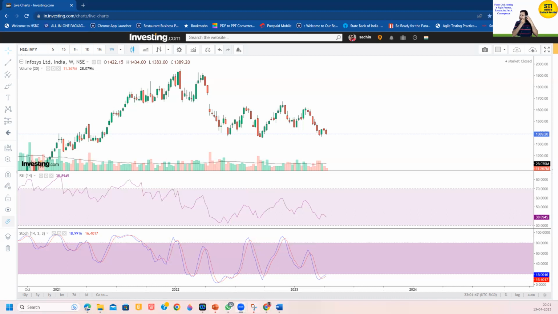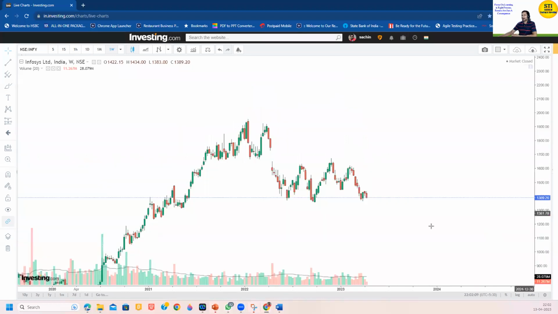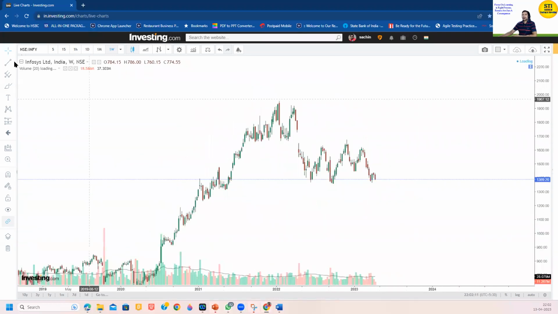Okay, great. So I think we were discussing this Infosys chart. Looking at the daily or weekly chart, the weekly chart is showing a kind of uptick also, looking at the stochastic. At the same time, not only this, we need to consider a few more factors, and we should start with our very basic concept, and that is support and resistance, right?